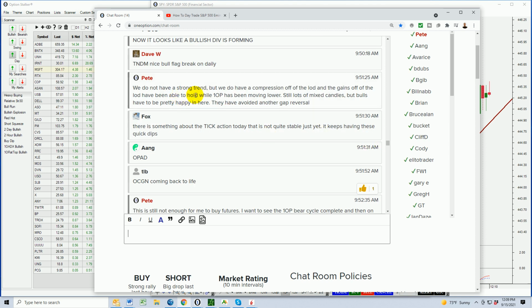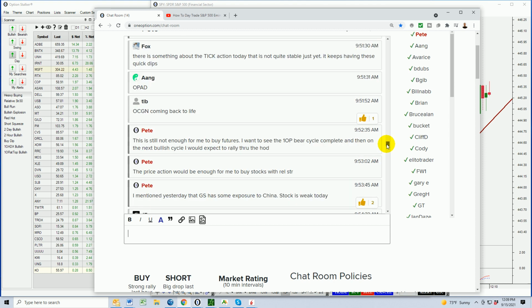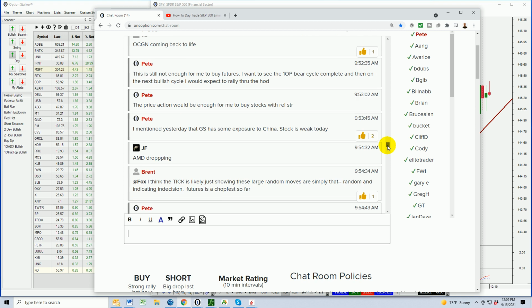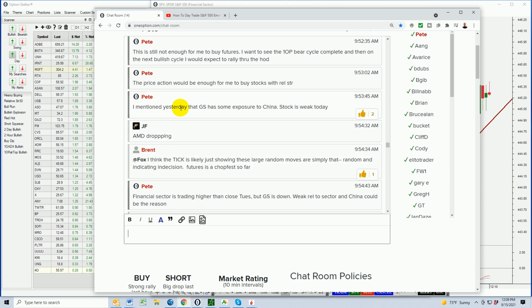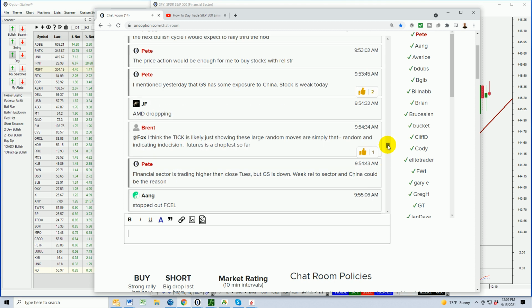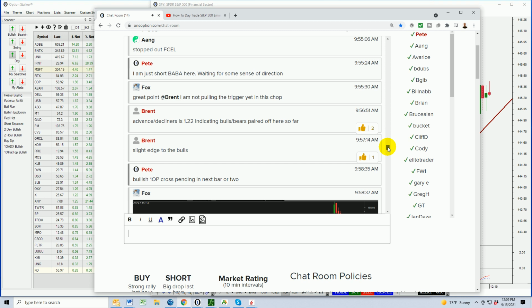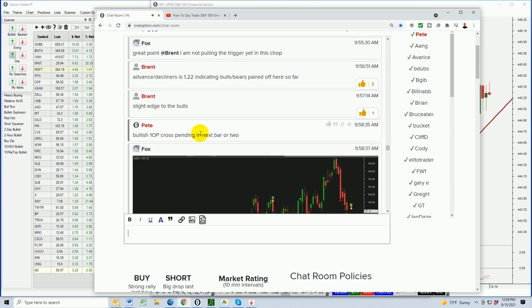We don't have a strong trend, which is normally when we'd be looking for these bullish divergences, but we do have a compression off the low, gains off the low of the day, been able to hold everything that I've just explained to you, so I'm going to keep going down. Still not enough for me to buy futures. Want to see that bearish 10p cycle complete. Price action would be enough here. Mentioned yesterday, Goldman Sachs. That was a short that I had highlighted yesterday. It was seeing some weakness today. Bullish 10p cross pending in the next bar or two.